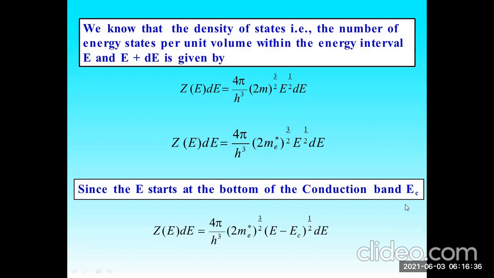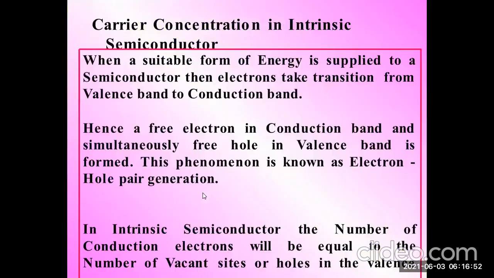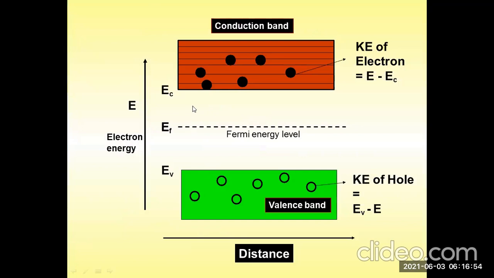So it can be represented as (2m*)^(3/2) E^(1/2) dE. Since the energy E starts at the bottom of the conduction band, you can just see this. Again, I will show you. E starts from the bottom of the conduction band, so the lower value is EC and the higher value is the top of the band.